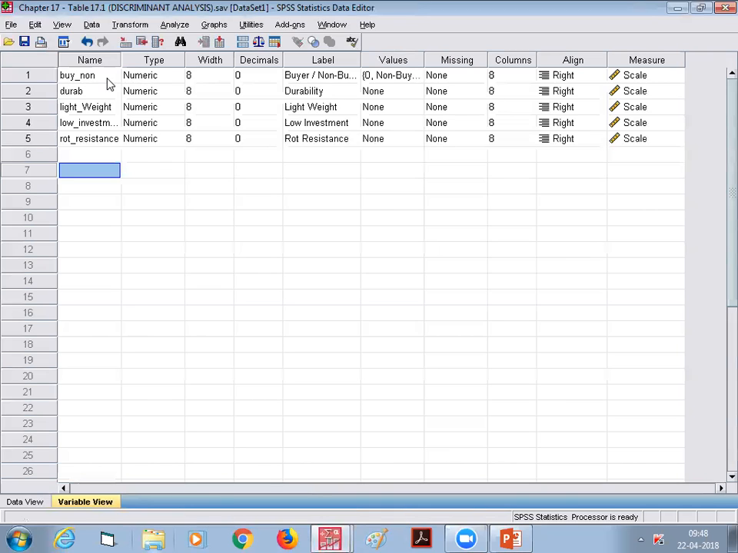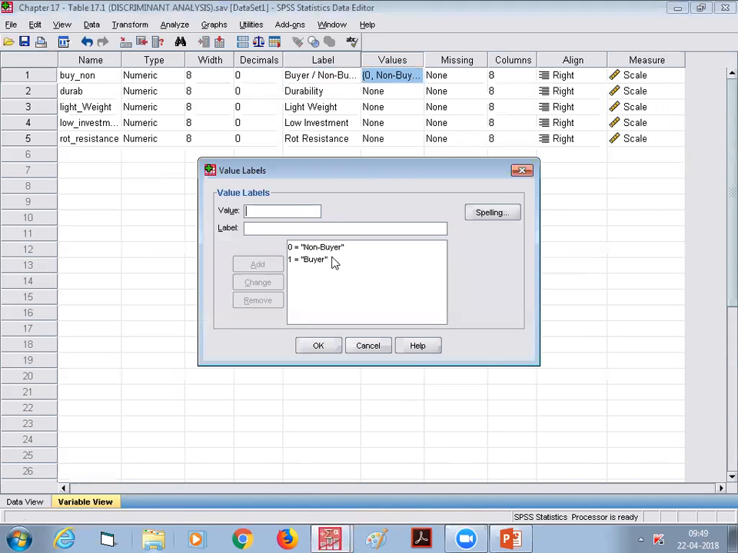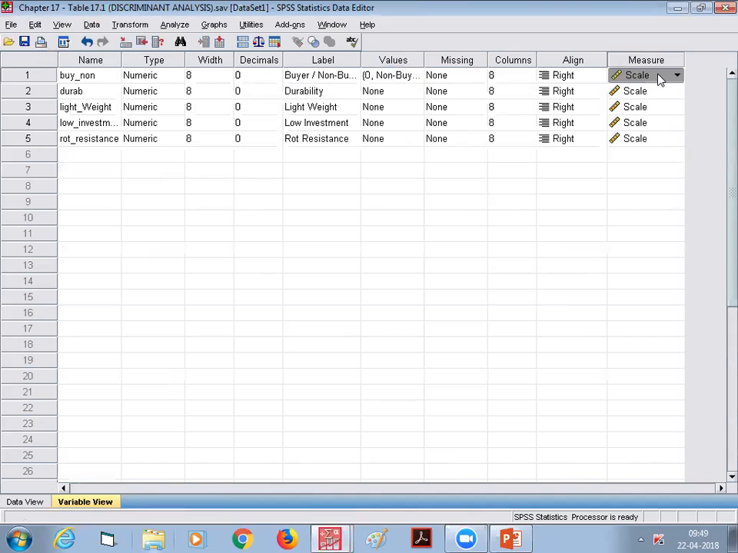Now I have the data of their scoring on different attributes. First of all, I define the variables. Buyer or non-buyer category is a categorical variable, so non-buyer is taken as 0 and buyer is taken as 1. So it is the discriminant variable, nominal data. It is not a scale, it is nominal data. One has to highlight it clearly. The remaining are durability, which is interval data, then lightweight in the yarn, which is wool manufacturing, low investment, and rot resistance. Now I have this information about them.